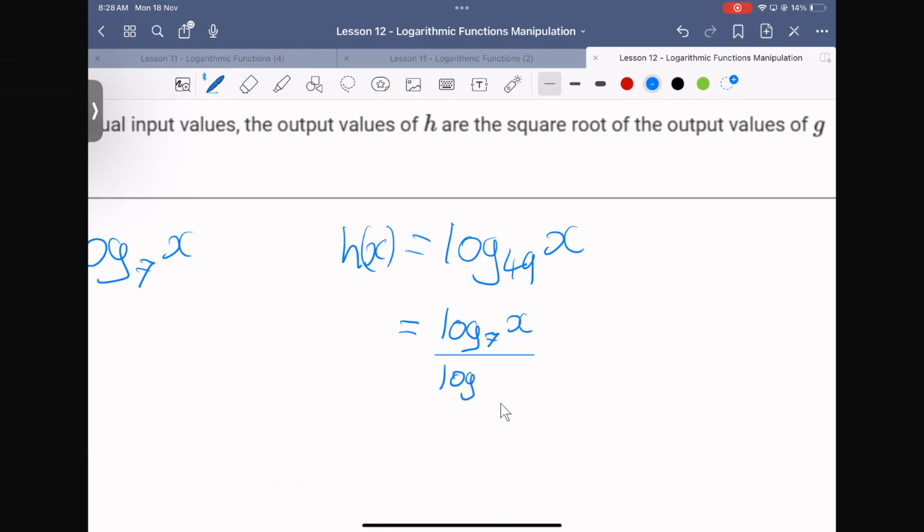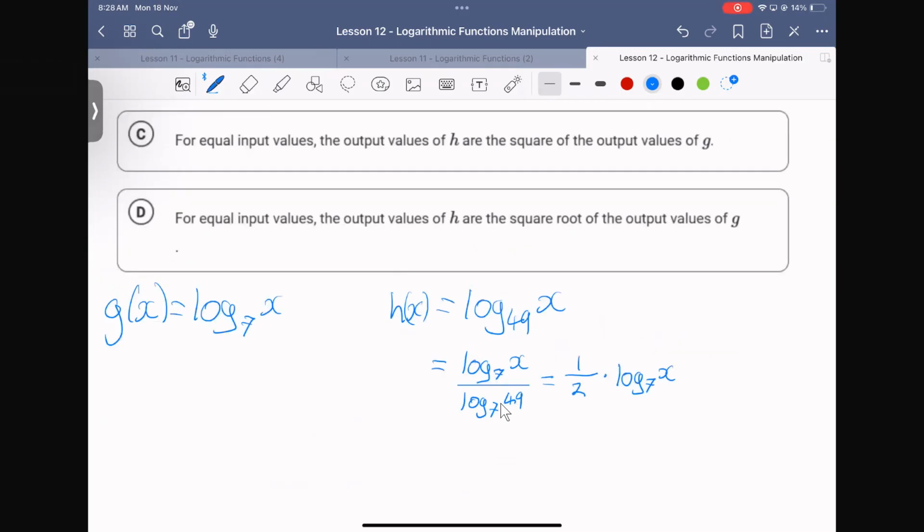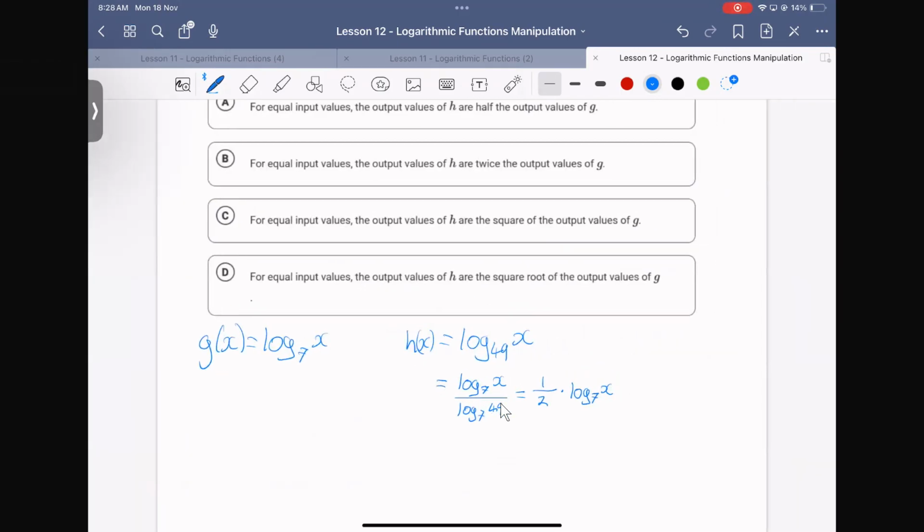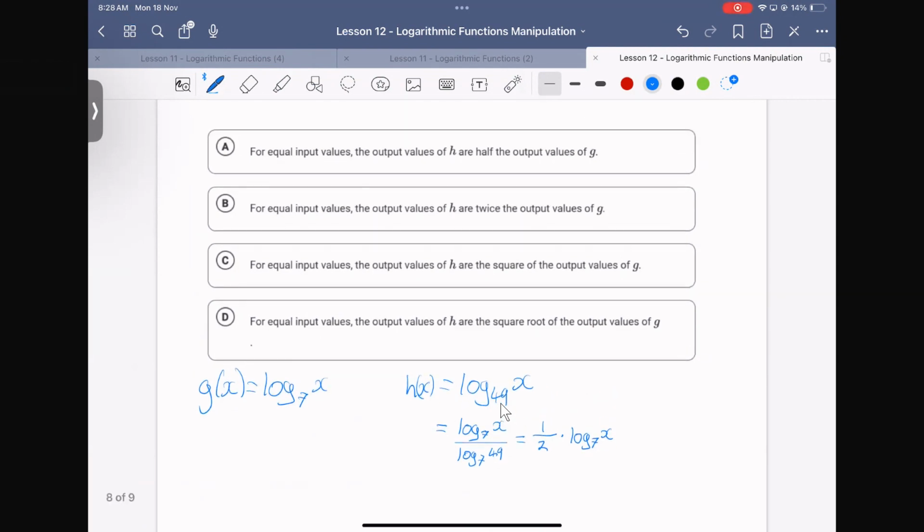This gives us log base 7 of x over log base 7 of 49. What is log base 7 of 49? This is a half times log base 7 of x. So it's A. The output values are half.